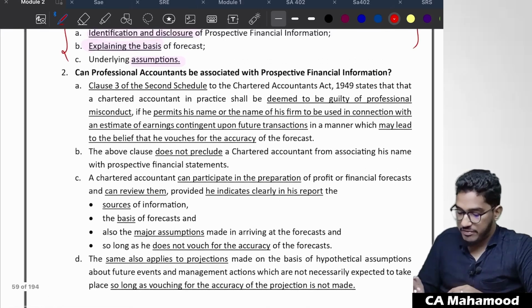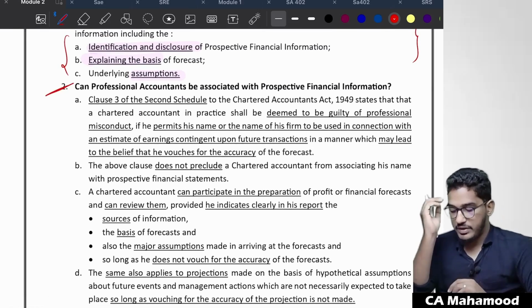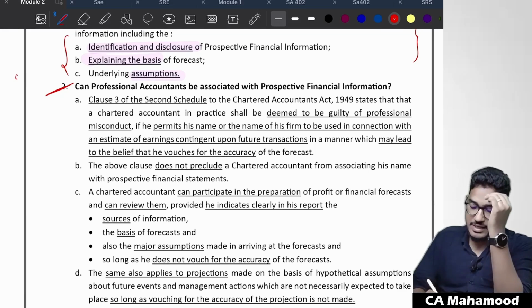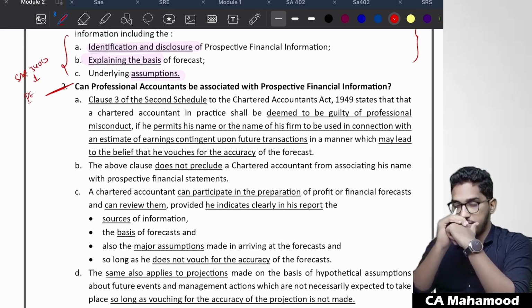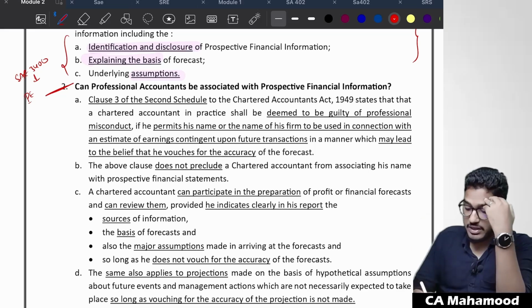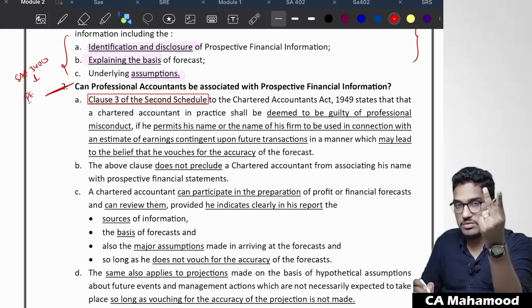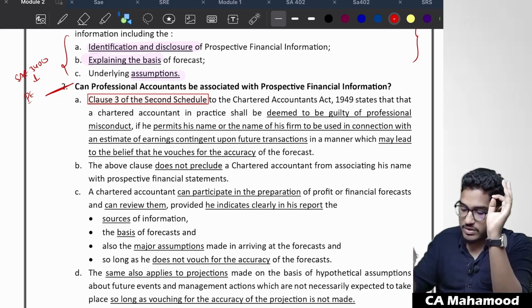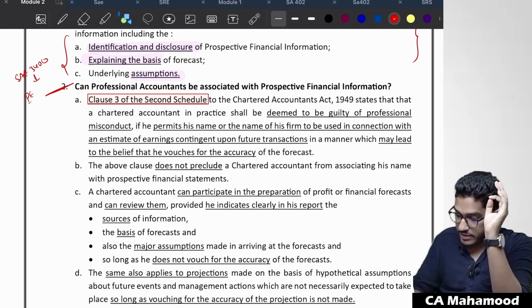So here there is one reference to professional ethics. Here we have to do one linking. This SAE 3400 needs to be linked with the professional ethics chapter. We have to go back to professional ethics now. In professional ethics, we have read one misconduct. Which misconduct, sir? We have read something, clause 3 of the second schedule. We have read two schedules, right? In that also, second schedule, clause 3. If you go to that clause 3 of the second schedule, let me take you there.